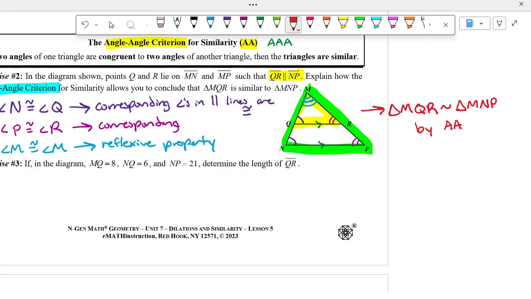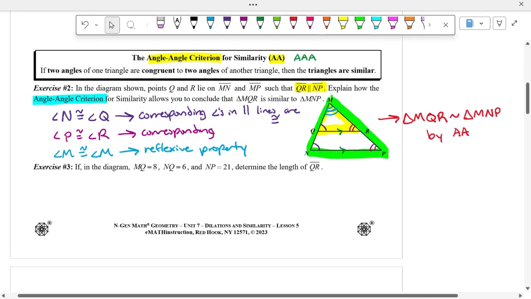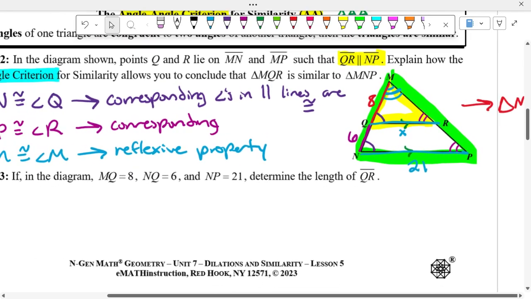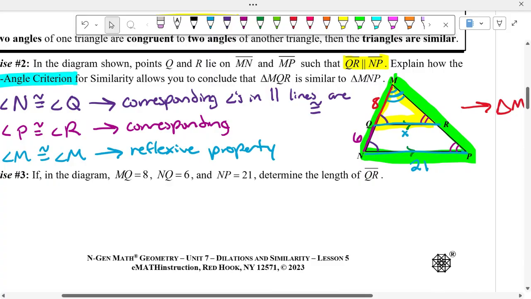Now, since they're similar, we can use some side lengths and calculate some sides using the similar properties. So they said that MQ, which is this segment right here, is 8. They said NQ, which is this baby segment right here, is 6. And NP, which is this big segment right here, is 21. And they want us to find the length of QR, so I'm going to call that X. Now, I need to set up some proportions. That's going to be the easiest way to find it.